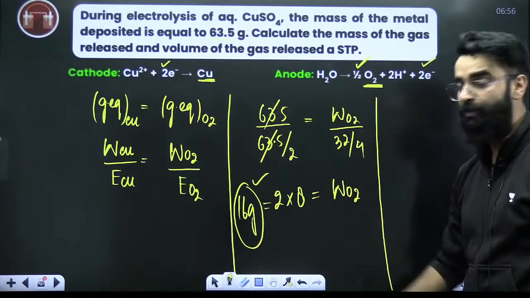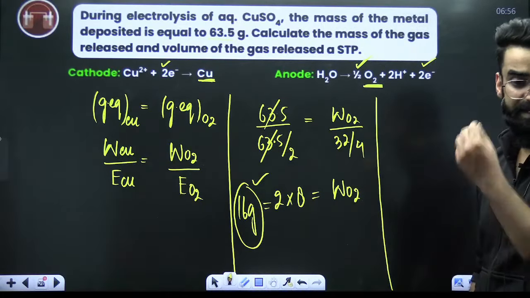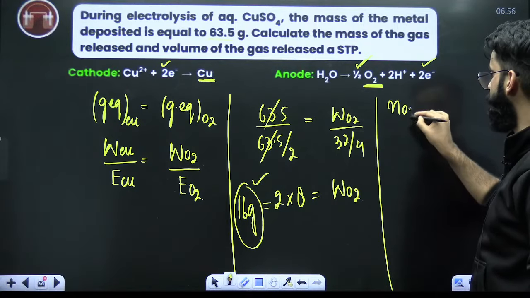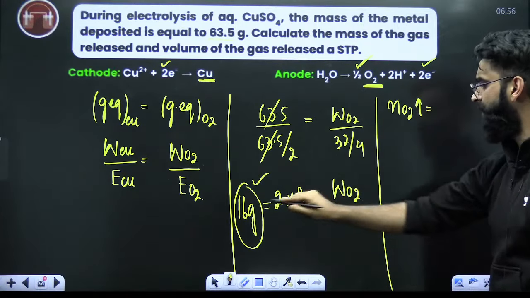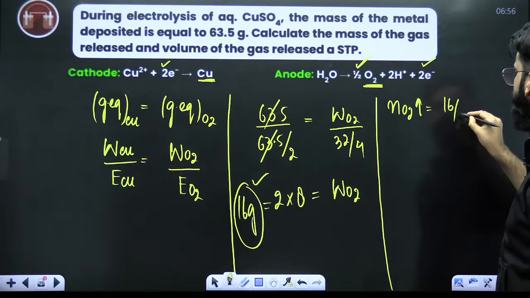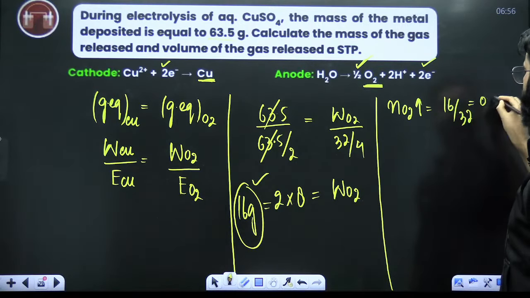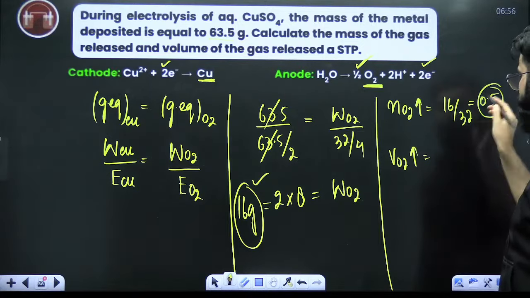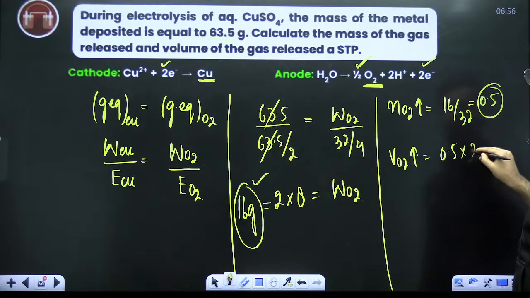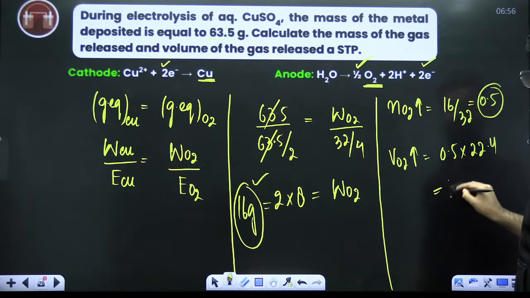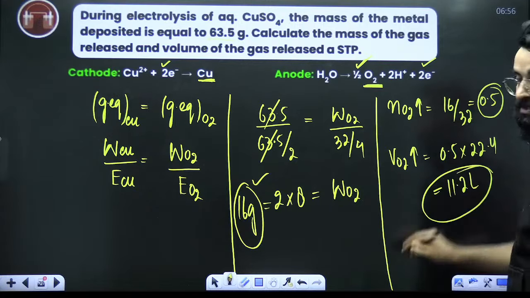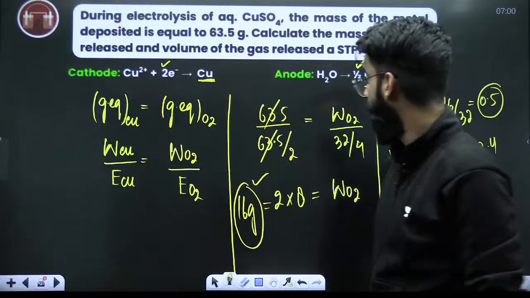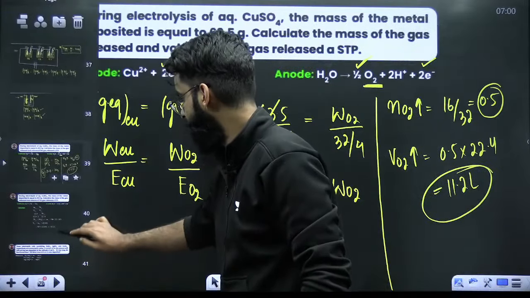See, so mass of O2 produced is 16 grams. What else do we have to calculate? Volume. But before volume, let's calculate moles of O2 produced. Moles of O2 produced will be equal to mass of O2 produced divided by molar mass of O2. So volume of O2 produced has to be moles multiplied by 22.4 liters. The value has to be 11.2. So 11.2 liters of O2 is produced. Perfect.